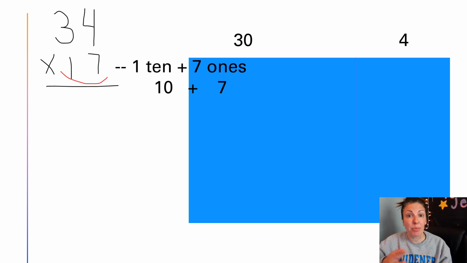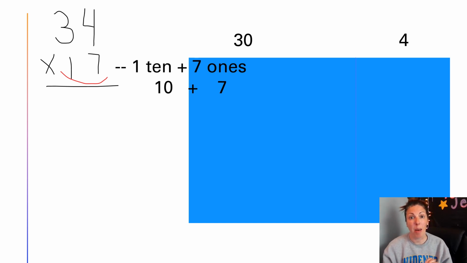So now that we've figured out our first factor, 34, we need to move to our second factor, which in this problem is 17. And as you can see on the screen, I already did it for us. I broke our 17 into tens and ones. 17 has 1 ten and it has 7 ones.